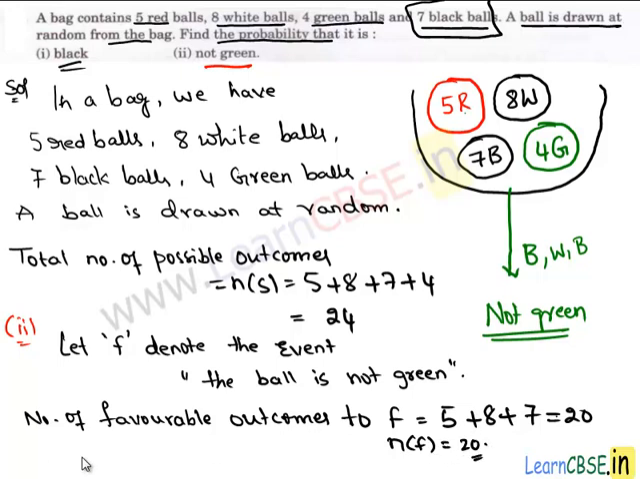According to the problem, the probability that the drawn ball is not green, that is P of F, is the ratio of the total number of favorable outcomes to F, which is n of F, to the total number of outcomes, that is n of S. And here we have the values 20 upon 24. If you look at the numerator and denominator, 4 is the common factor. So 4 goes in 20 5 times and 4 goes in 24 6 times. Therefore, the required probability is 5 upon 6. And this completes our solution.